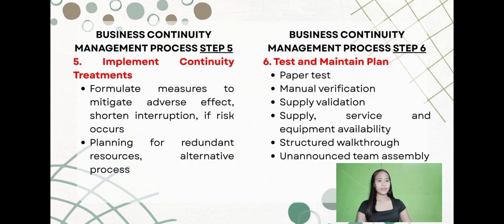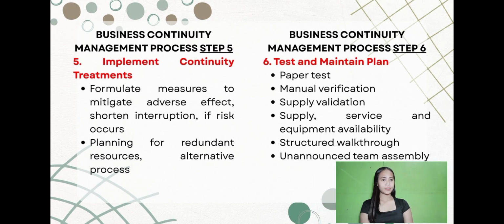B. Planning for redundant resources and alternative processes. It ensures there are backup systems, staff, or locations ready. Step 6. Test and maintain plan. This step ensures the business continuity management plan works in practice and stays up to date. So, here are the 5 key testing methods: paper test, manual verification, supply validation, structured walkthrough, unannounced team assembly.